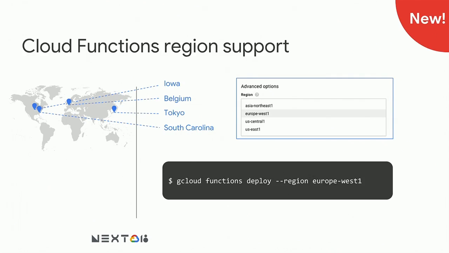Along those lines, today, or in the recent or near future, Cloud Functions will be offering regionality support. So you can actually take your functions and deploy them exactly where your users are. You can just type in --region and deploy to whatever region. This will be coming for Cloud Firestore as well in the future.